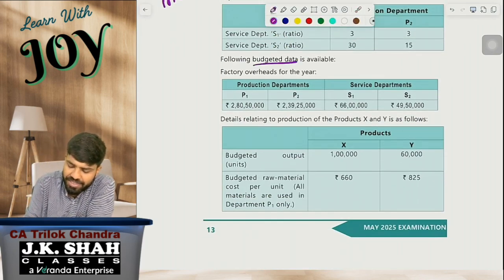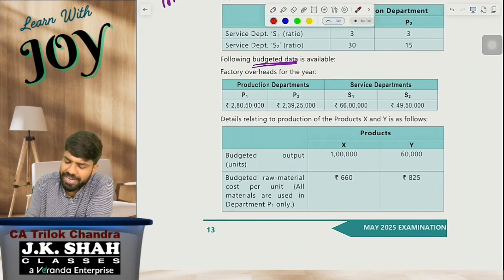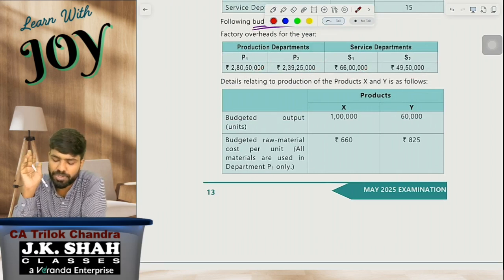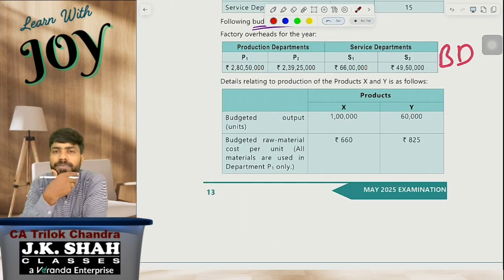Following budgeted data is available. Factory overheads for the year: P1 2 crore 80 lakh 50,000, P2 2 crore 39 lakh 25,000, S1 66 lakhs, S2 49 lakh 50,000. These all are the budgeted data.